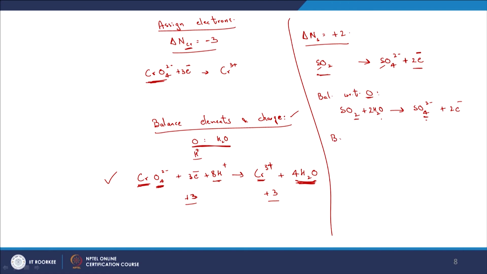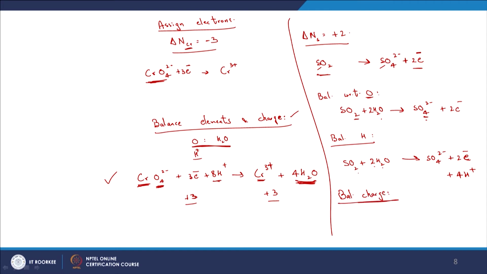And now we say we balance hydrogen, and how do we do that? By adding H plus. So let's look at the relevant reaction here, SO2 plus 2 H2O, and let's say it goes to SO4 2 minus plus 2 electrons, right. And obviously there is a mismatch with respect to the hydrogen. So here I have 4 atoms and here I have none. So I am going to have to plug in plus 4H plus here on the right hand side, and then balance charge, or by now it should hopefully be balanced actually.